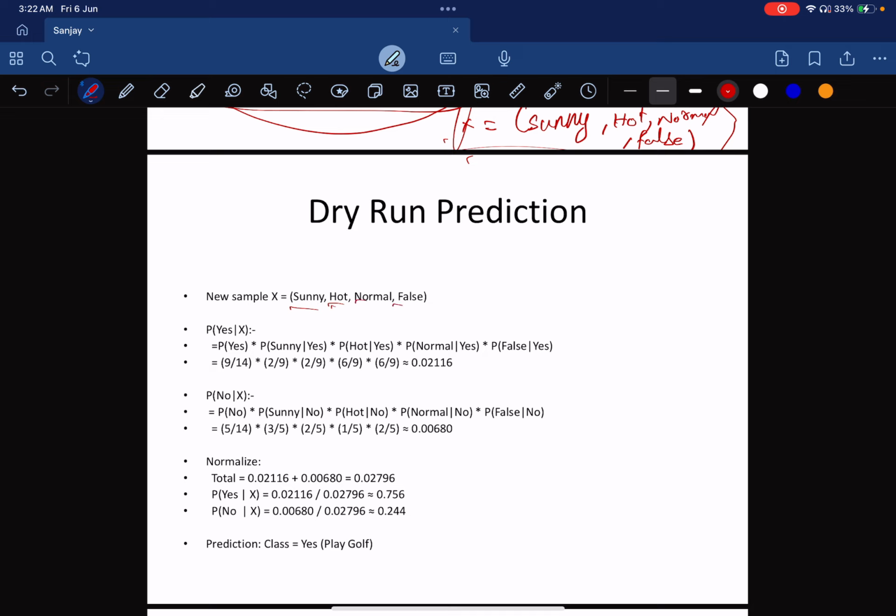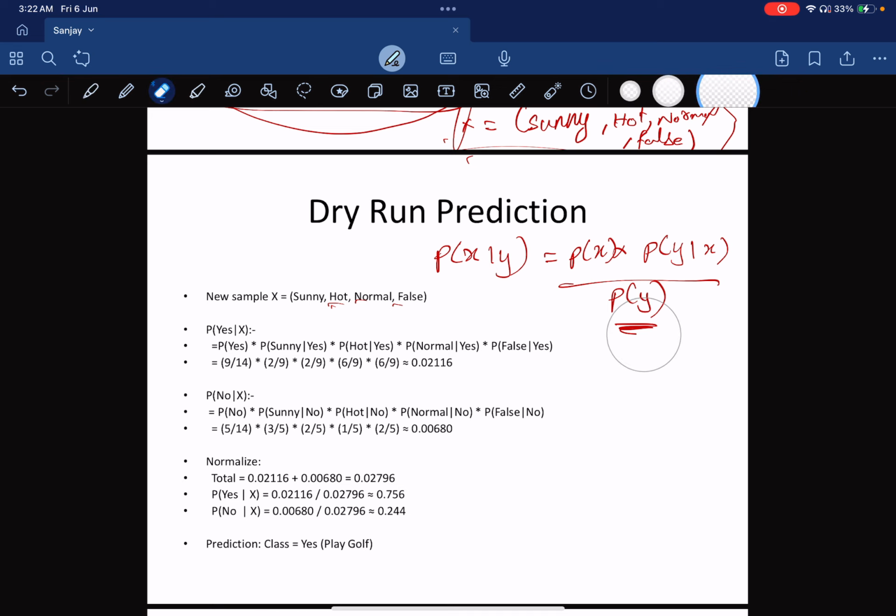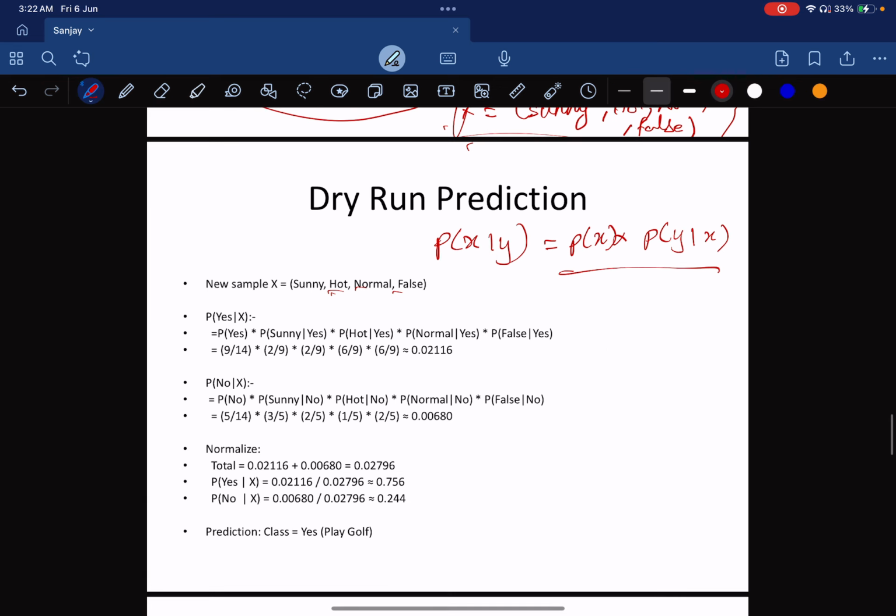First, we find the probability of Yes given X. As I told you, the formula is P of Y given X equals P of X given Y times P of Y, divided by P of X. But since the denominator is constant, we simply neglect it, and instead of equal to, we put proportional. So we neglect some time complexity.